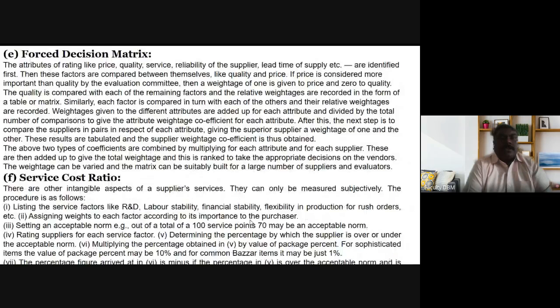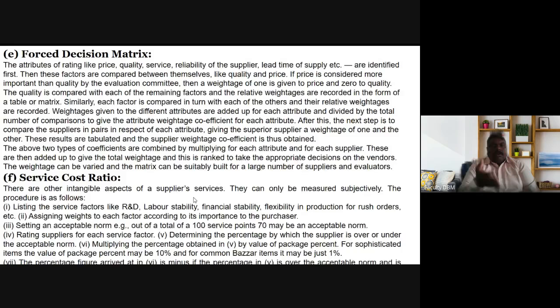Next is the forced decision matrix. So, the attributes of rating. Normally, in all the methods, you see these three or four attributes like price, quality, service; reliability of the supplier is added over here. Lead time of supply, that is the delivery time, are identified first. Then these factors are compared between themselves, like quality and price. If price is considered more important than quality by the evaluation committee, then the weightage of 1 is given to price and 0 to quality. So this is what.